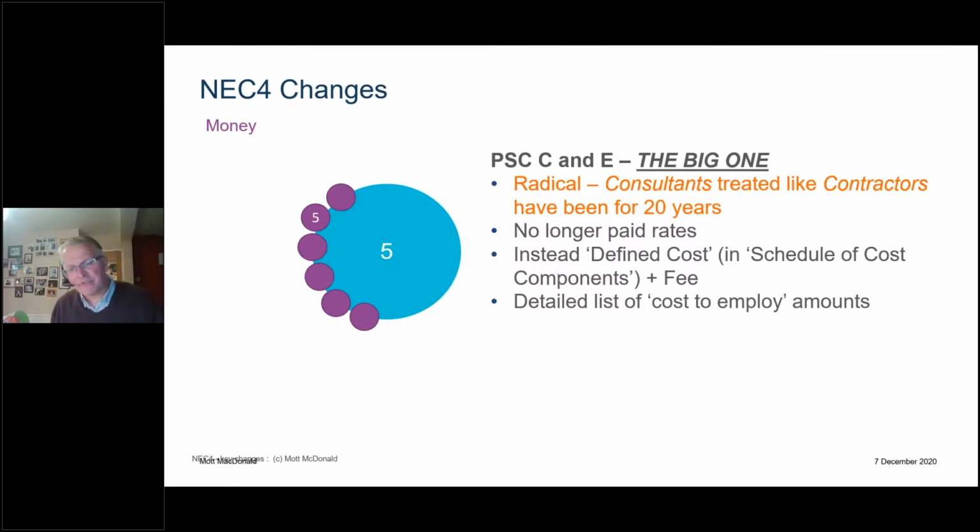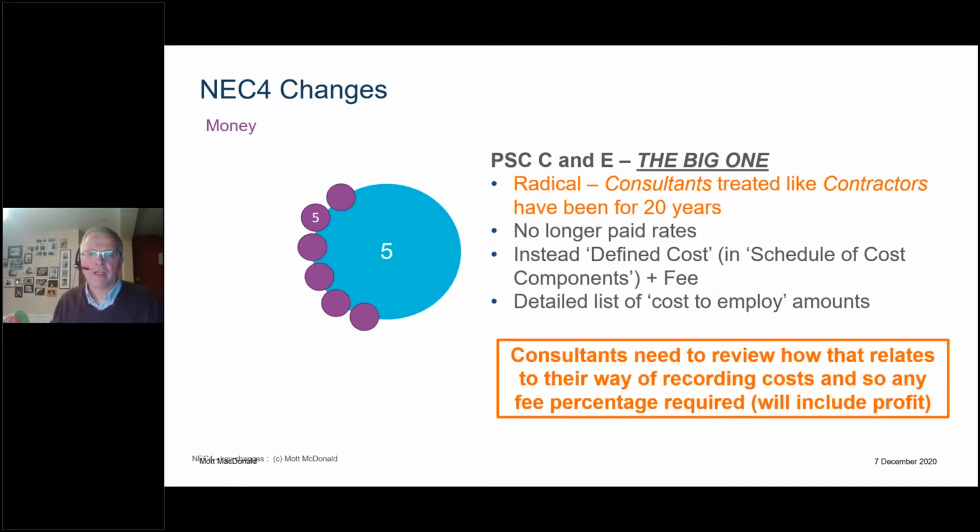That detailed list for people is very, very close to a consultant's real cost to employ Richard Patterson. So if you employ Mott MacDonald and Mott MacDonald gives you Richard Patterson, as a client, you will see the real cost. I can tell you now it's not enough, but you will see the real cost of Richard Patterson, and you will be required to pay that real open book cost of the person. Consultants need to get their head around this in a big way and be good at keeping records of this.